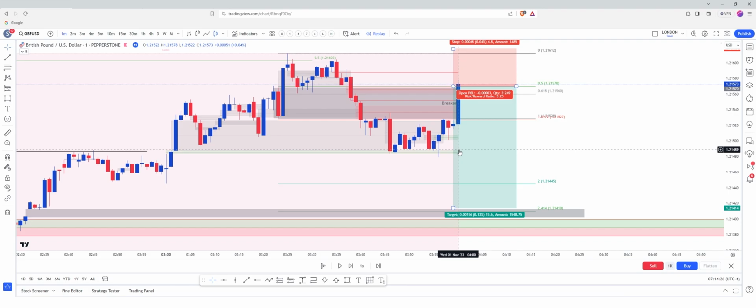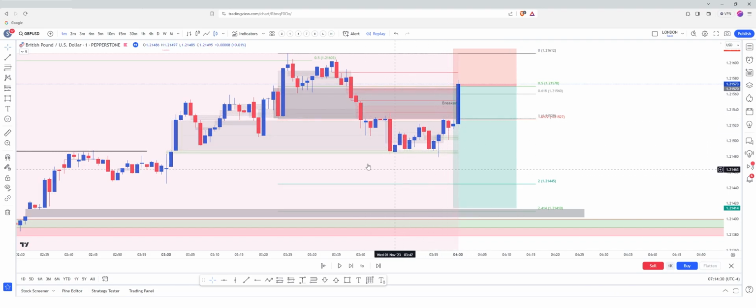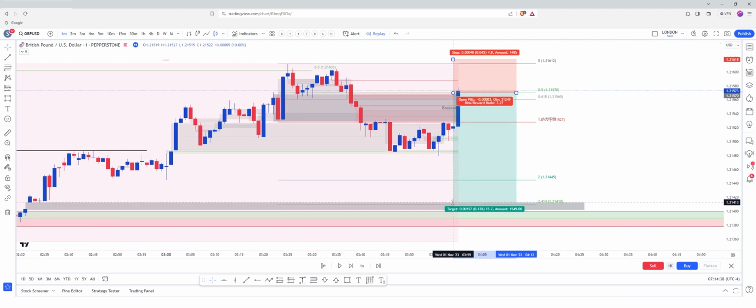So this is the open of the new hourly candle, the new 15-minute candle. We've engineered some liquidity in this area. We sweep up into the 50% retracement of this leg here, and then we are targeting the low just down here.